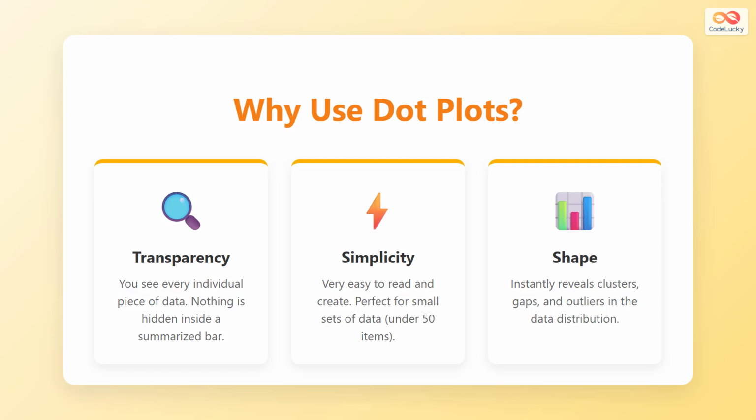Why should you choose a dot plot? 3 reasons. First, transparency. You see every single data point, nothing is summarized or hidden. Second, simplicity. They are easy to read and draw by hand. And third, shape. They instantly reveal how the data is distributed, showing clusters and outliers clearly.